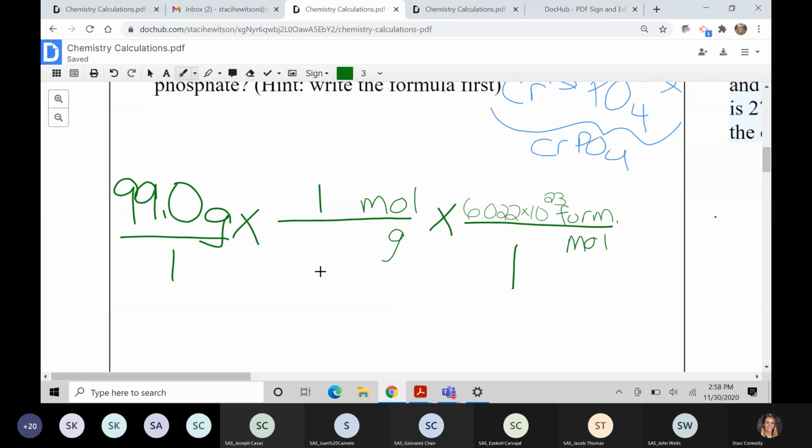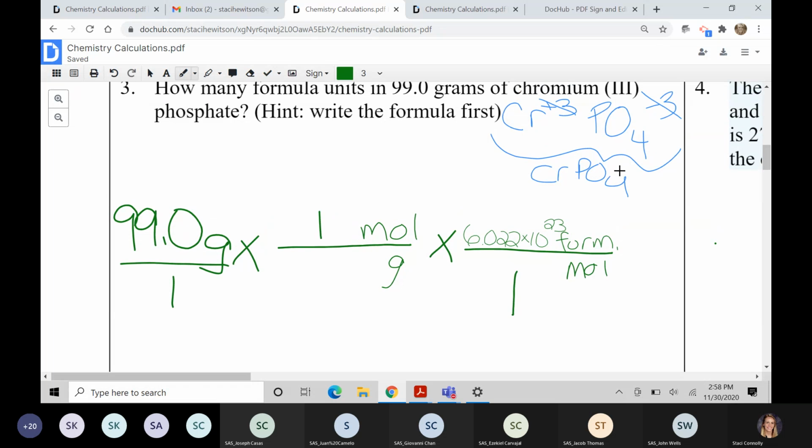You all need to go to the periodic table and calculate the molar mass of this CrPO4. I'm going to give you about a minute to work on that. So everybody get out your calculator and your periodic table and calculate the molar mass of this compound here. Then I'm going to call on one of you at random to tell me what you've got, so be ready for me to call on you.